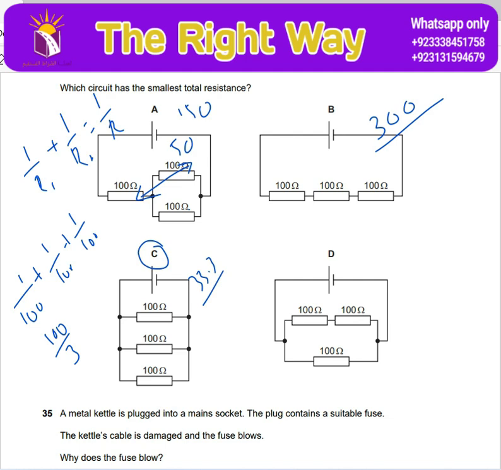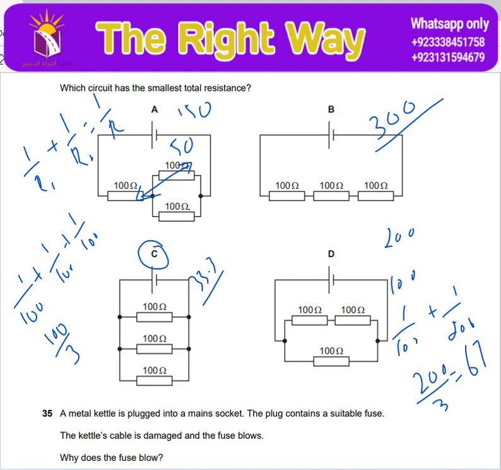33.3. Here 100 plus 100 is 200, and 100. So 1 over 100 plus 1 over 200. So it will be 200 divided by 3, which is equal to approximately 67.